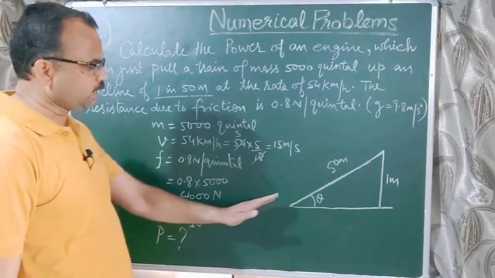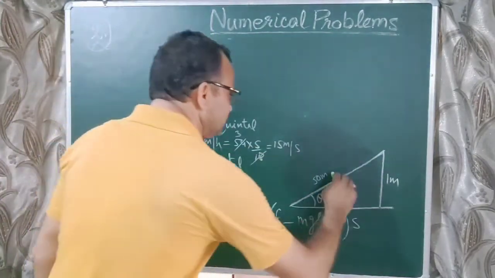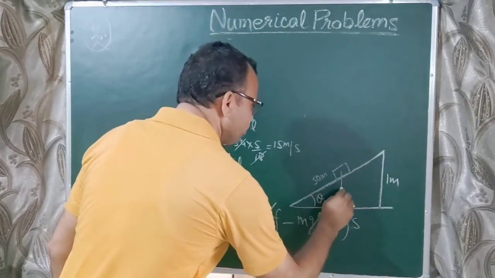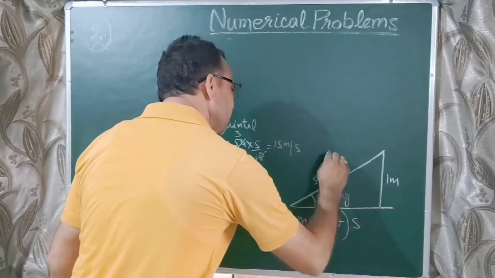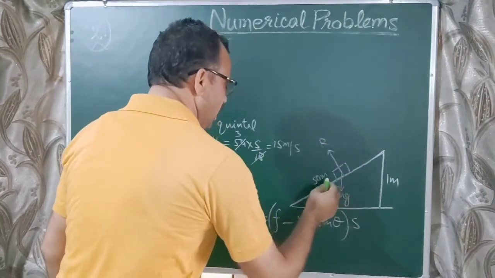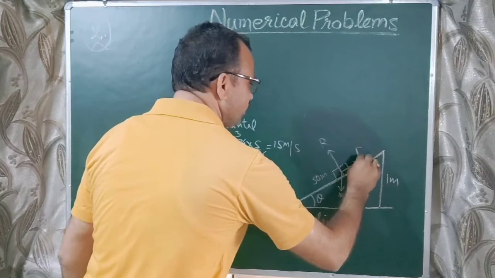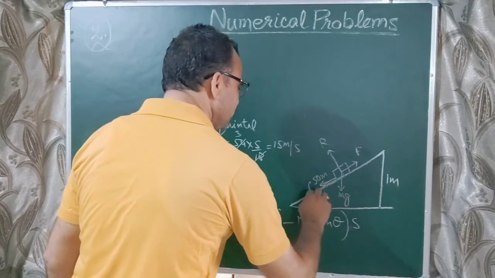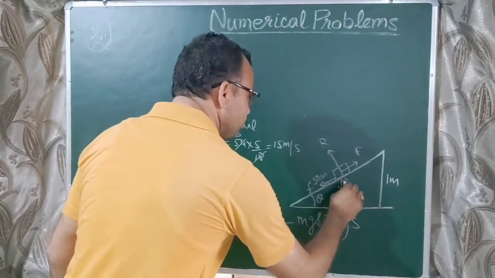As the train moves up the inclined plane, understand the figure. Suppose this one is the train, and the weight of this train acts vertically downward, and the reaction acts perpendicular to the surface, and the train is moving upward. It means the applied force acts upward and the frictional force acts downward. So on extending this line, this angle is also equal to theta.